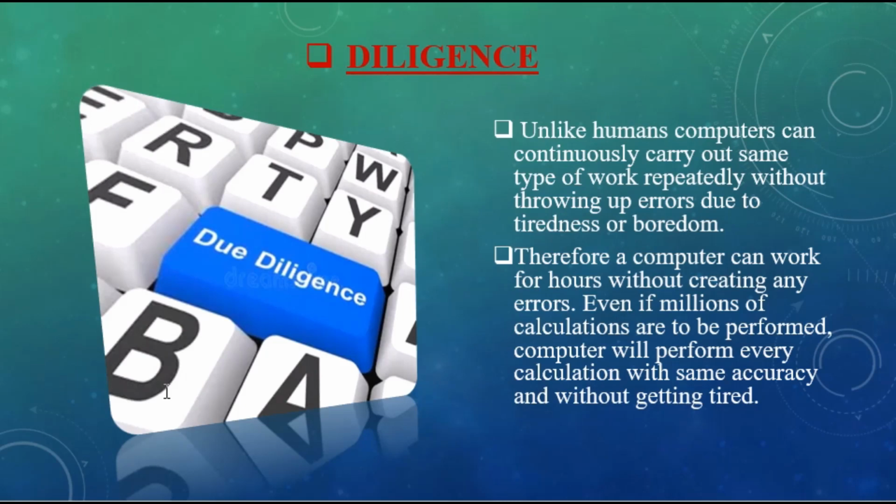Diligence. Unlike human nature, computers can continuously carry out the same type of work repeatedly without throwing up errors due to tiredness and boredom. Computers don't get tired. They'll work all through on the same type of data, either large or small data, and they'll be accurate. Therefore, computers can work without creating errors. They can perform millions of calculations with the same accuracy without feeling tired.